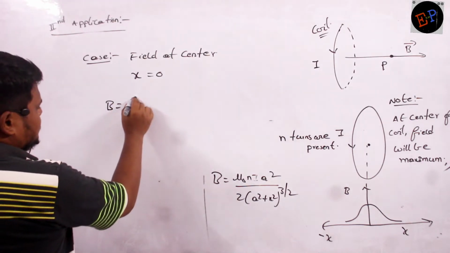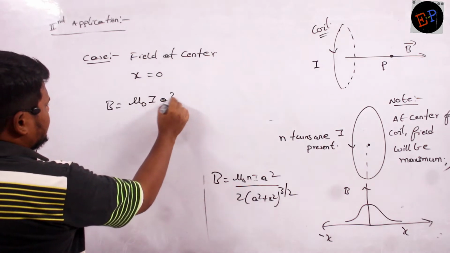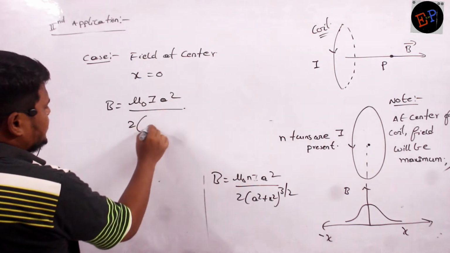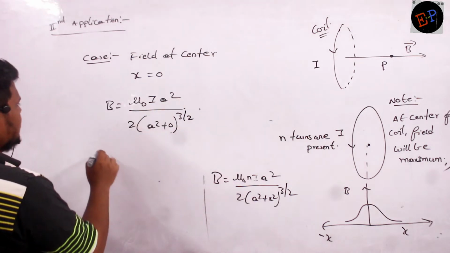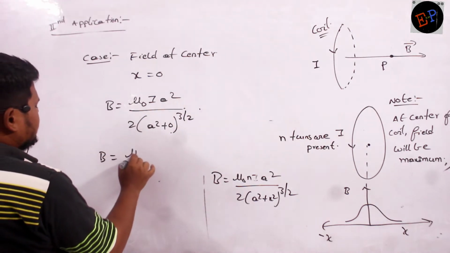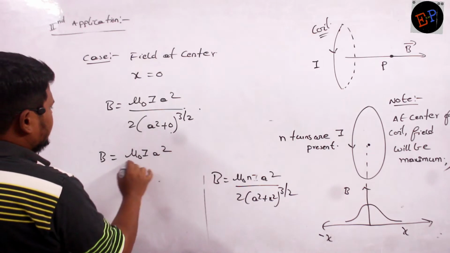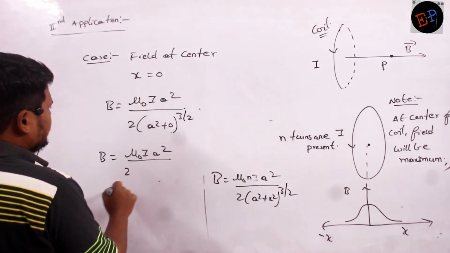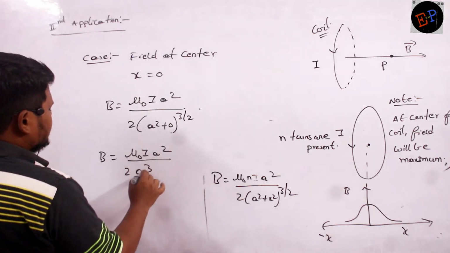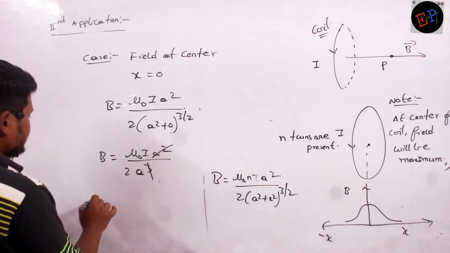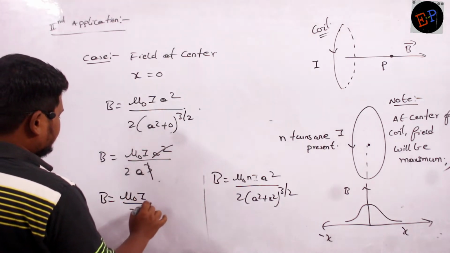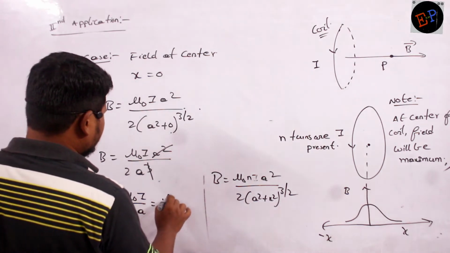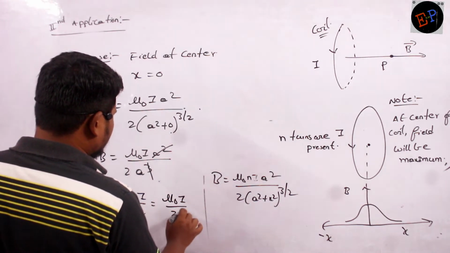So B is equal to mu naught I a square divided by 2 into (a square plus 0) whole power 3 by 2. So therefore B is equal to mu naught I a square divided by 2 into a cube. So a cube and a square get cancelled. So B is equal to mu naught I by 2a. Instead of a, if I write R, mu naught I by 2R.